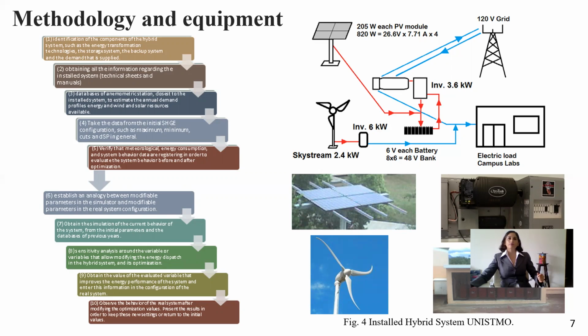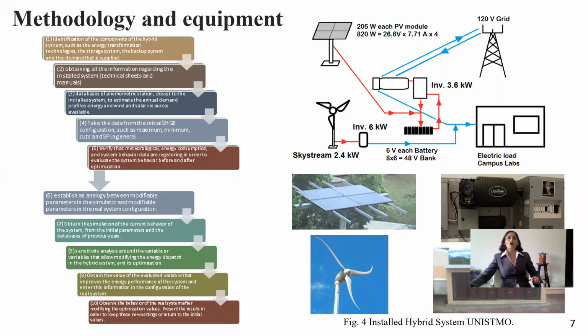Number 7, obtain the simulation of the current behavior of the system from the initial parameters and the databases of previous years. Number 8, sensitivity analysis around the variable or variables that allow modifying the energy dispatch in the hybrid system and its optimization. Number 9, obtain the value of the evaluated variable that improves the energy performance of the system and enter this information in the configuration of the real system.